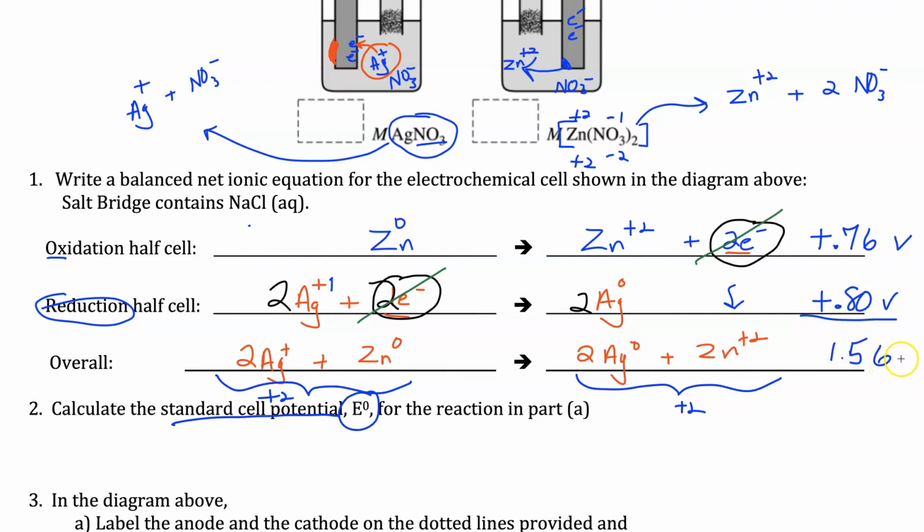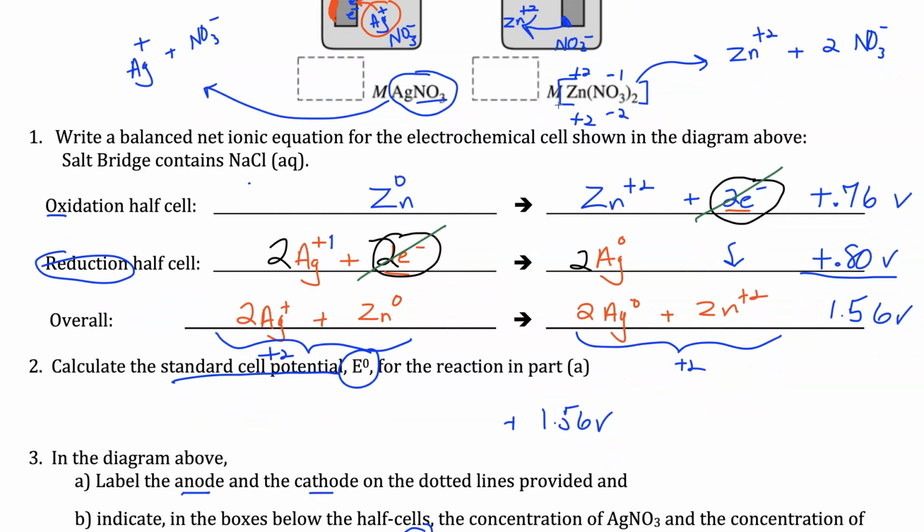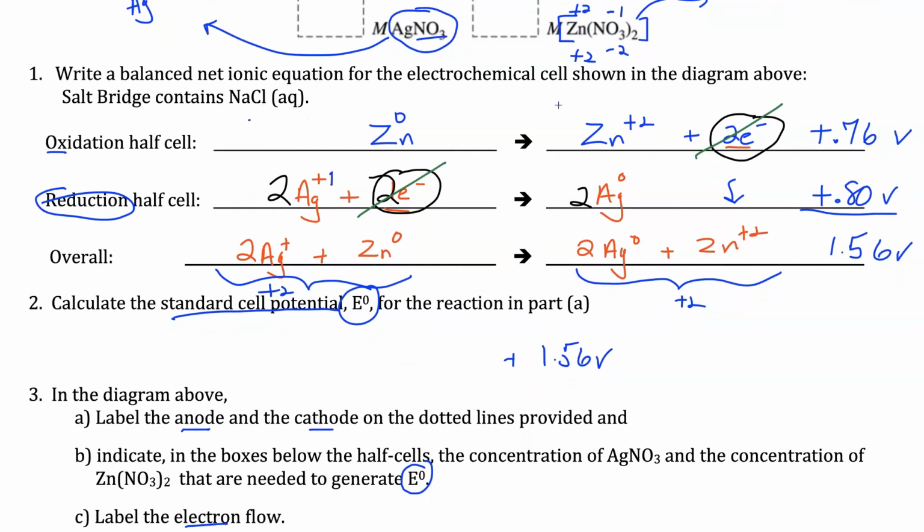Okay, 1.56 volts. All right, and that's all I wanted there. There's nothing more to it. Notice it's a positive value showing it's spontaneous, and guess what? Voltaic cells are spontaneous electrochemical cells. All right, go through our checklist to make sure we labeled the anode and cathode, indicated the boxes.